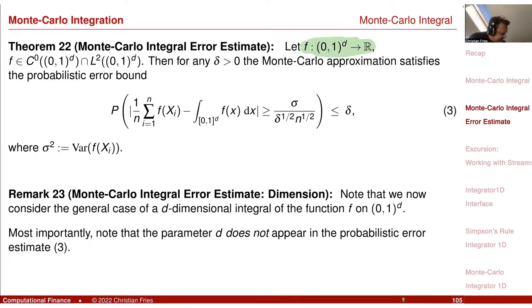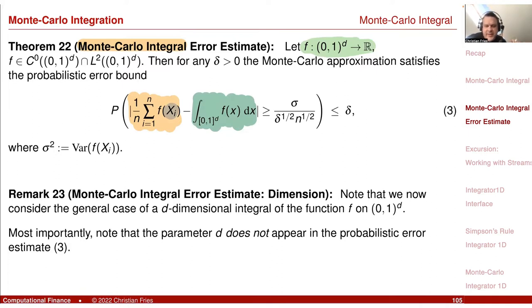So let f be continuous and L2, so square integrable. I have the variance, I have the expectation of f of x. And xi is my sequence of iid random variables. So then my Monte Carlo integral converges to the true solution, the integral of f of x dx over this d-dimensional unit cube, in the following probabilistic sense.